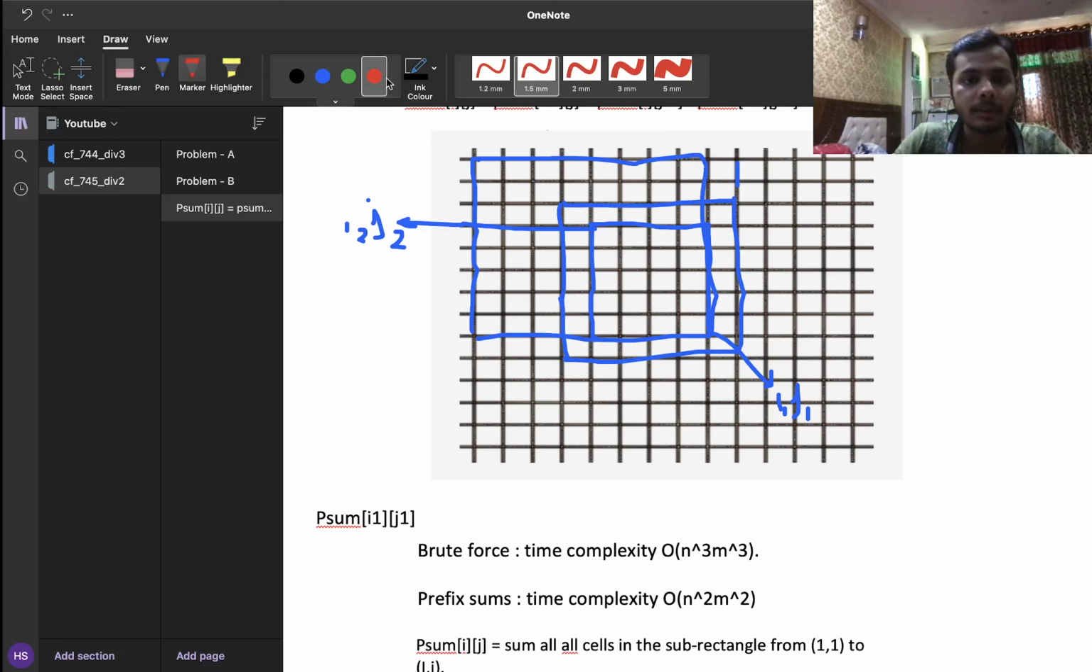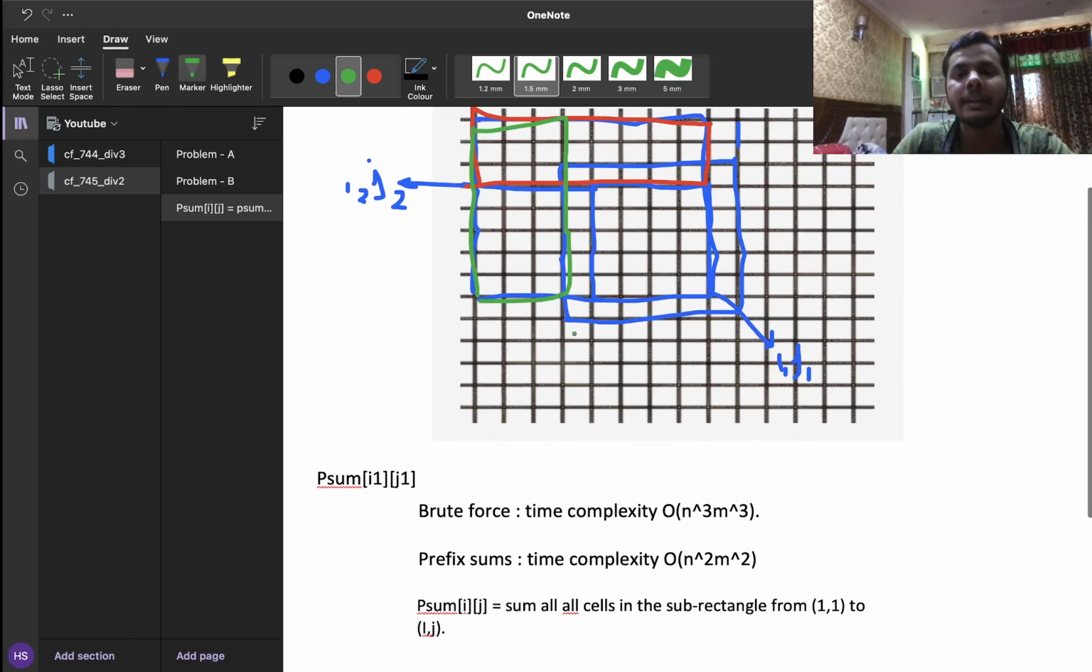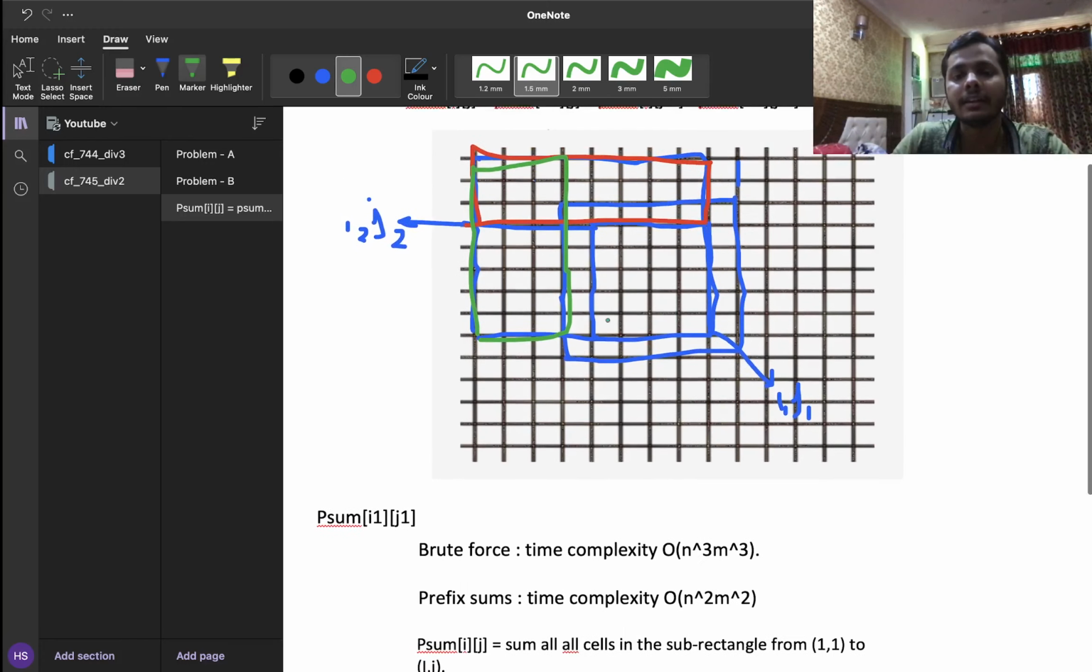Let me use a different color here. One is this region and the other is this region. But again you will realize that this portion which is painted both red and green is being subtracted two times. So I'll just add it towards the end so that it is subtracted only once, right? And this way I can get my number of ones in this particular region which I want, right?